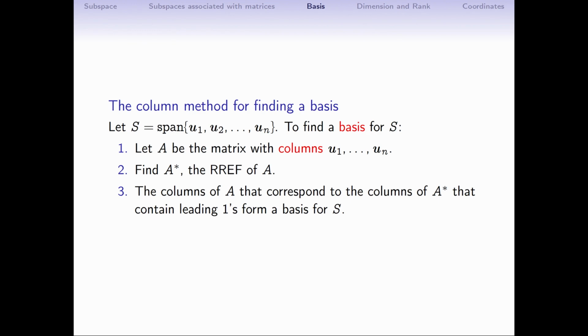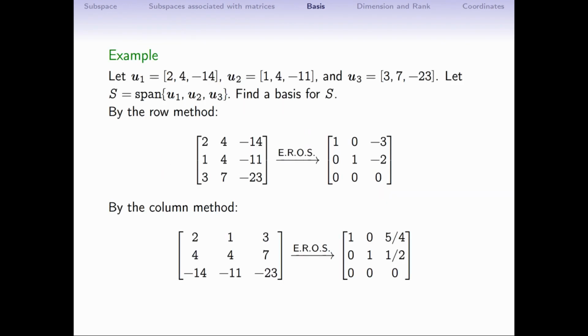In this problem, we want to extract a basis for a span of a collection of vectors. And so we have a row method and we have a column method, and they are similar in some respects and they are different in some respects. I think one way to see the difference between these methods is to put them side by side.